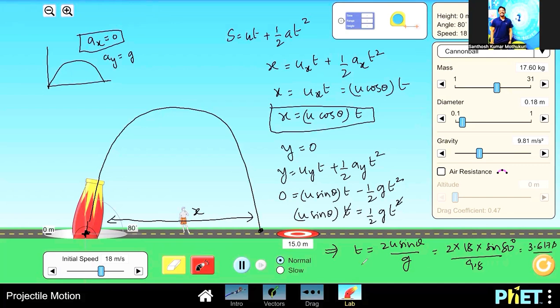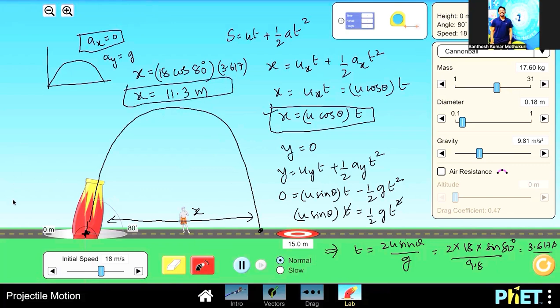seconds. All right. Now let me go back here and write x as u, 18 cos 80 degrees, times time, which is 3.617. So when we put these values in the calculator, 18 cos 80 times 3.617 would give me 11.3055. So I'm approximately taking it as 11.3. That means this particular projectile will land at 11.3 meters.